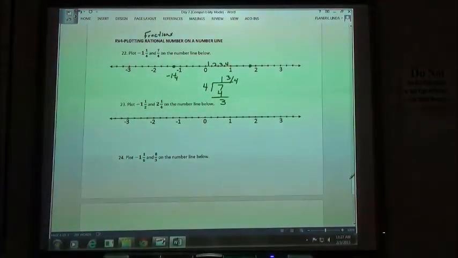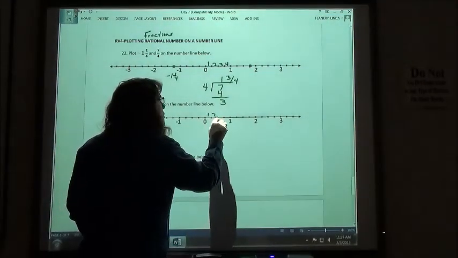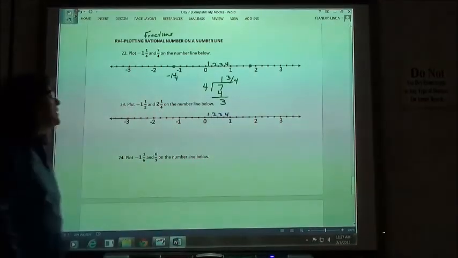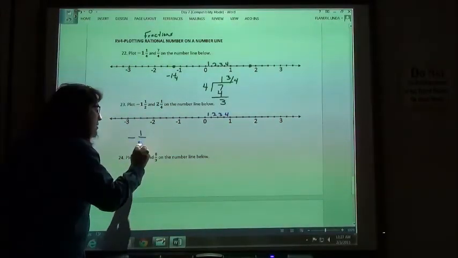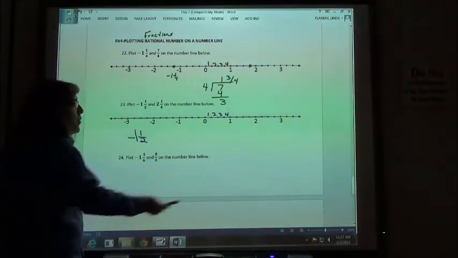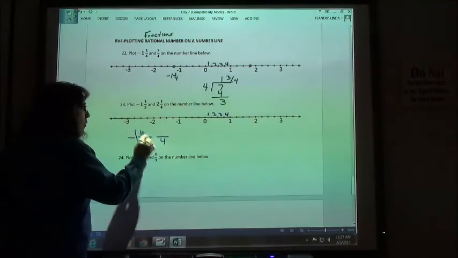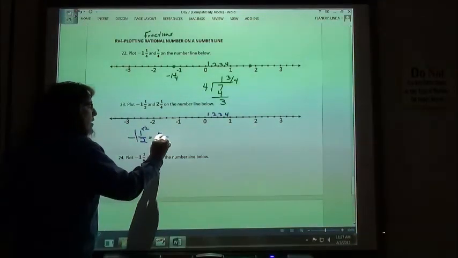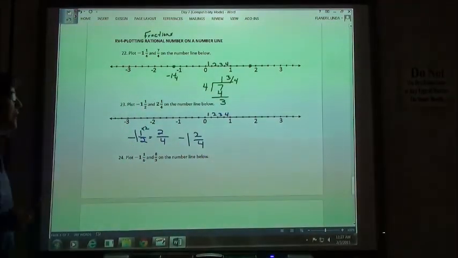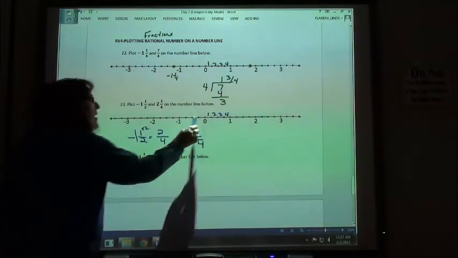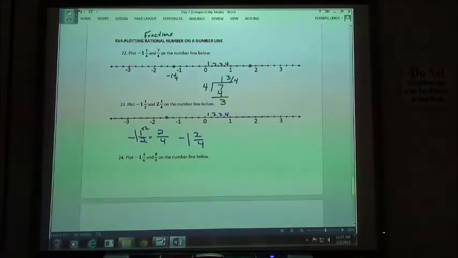Now if I do number 23, I'm going to count again how many spaces are between 0 and 1. 1, 2, 3, 4. I want my denominators to be in fourths. Here it is, but here it is not. Negative 1 and 1/2, I need to write with a denominator of fourths, so I make that equivalent fraction. 2 goes into 4, 2 times 1 is 2. So negative 1 and 2/4 is the same thing as negative 1 and 1/2. So now I can plot that. Negative 1 and 1/4, 2/4. You can see it ends up halfway between the negative 2 and the negative 1.